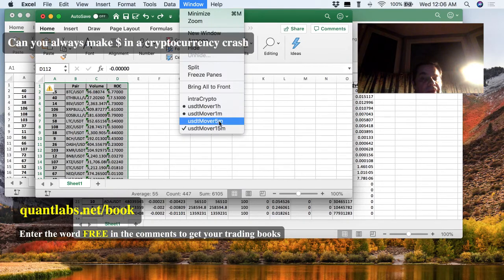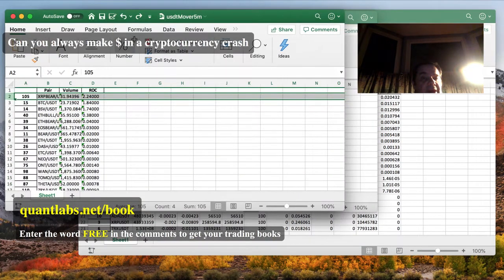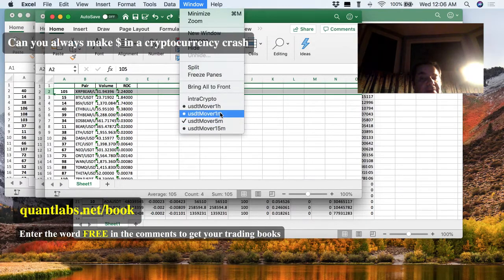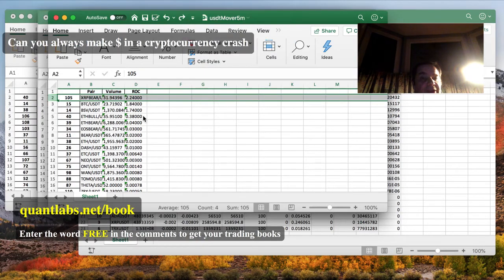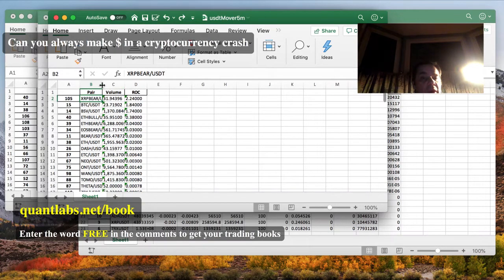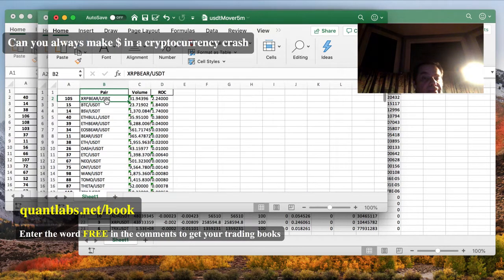I can now also analyze the markets in USDT by all the major time frames: hourly, minute, 5-minute, 15-minute. I just wanted to show you different snapshots of what's been going on. This one is a new pair in USDT: XRP bear, Ethereum bull, Ethereum bear, EOS bear, and some of them can go up quite a bit. Here is the rate of change, and this is the volume, for 5-minute data.